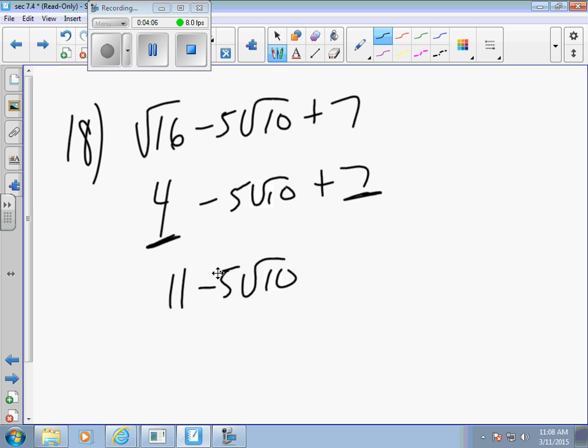And I cannot do this subtraction because this 5 is connected to this radical thing. So this is without a radical, this is with a radical. You can't add or subtract things that are not the same radical. So we're done here. Let's move on to number 20.